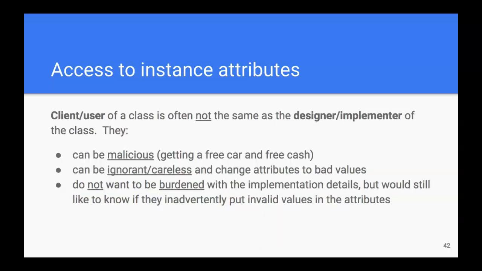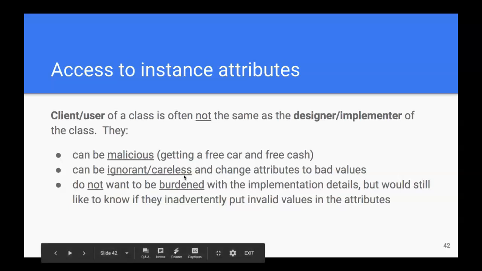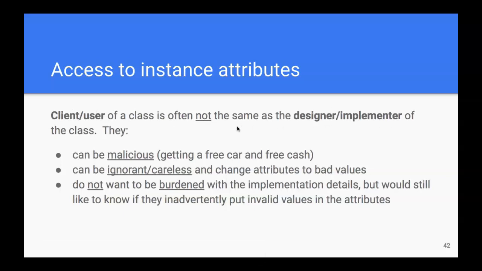The problem that results from the client and the user of the class being different from the designer or the implementer of the class is that the client or the user can be evil. Like in the example that I just showed, they're trying to get a free car and free cash. Or they can be just careless, not know what's going on, and potentially change some of the attributes to bad values.